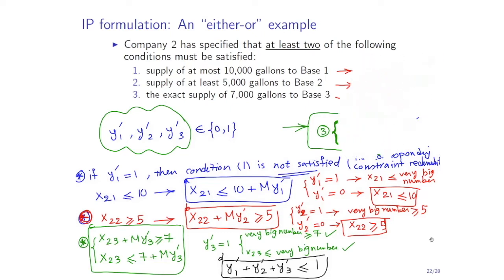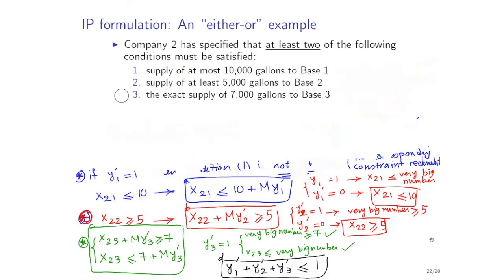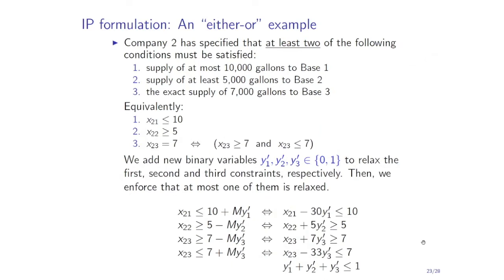Let me erase them because I have the solution in the other page. Here it is, exactly what I explained. So we have three constraints. This one, and the combination of these two, and we use three binary variables to come up with this set of constraints that model the requirement of the second company. Now let's go to the requirement of the third company.